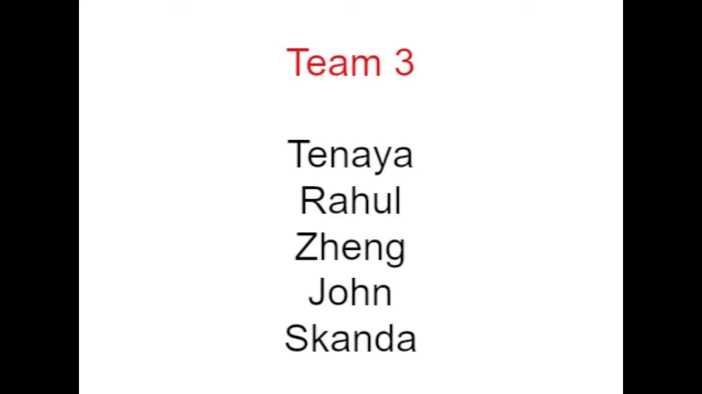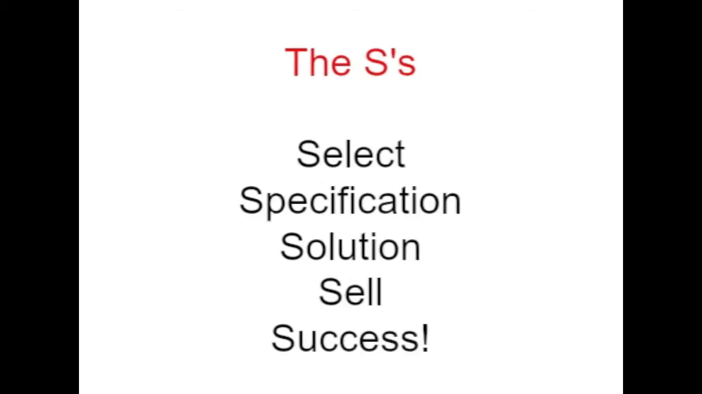This is the final course video for the class Innovation in Science and Engineering, 18605 at Carnegie Mellon University. We are Team Franklin, and our team consists of Tenaya, John, Rahul, Zheng, and Skanda. Over the course of this video, we're going to highlight what the general problem presented to us was, how we chose and specified a particular problem, and how we solved it. This should cover all the S's mentioned in class, with this video being the final two S's, selling and success.